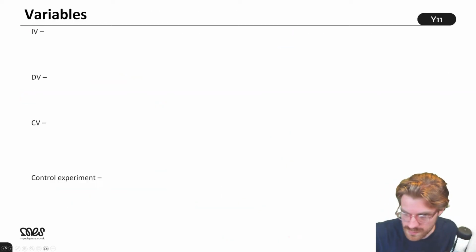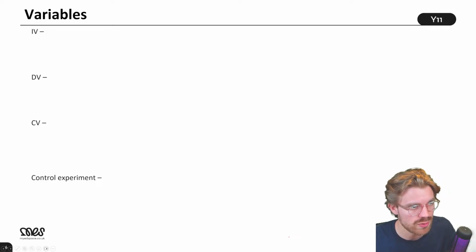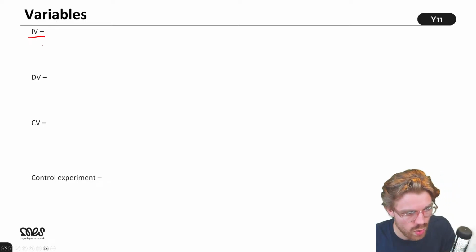All right. So when we think about an experiment, we need to identify our variables. What are our variables within this experiment? What is our independent variable?